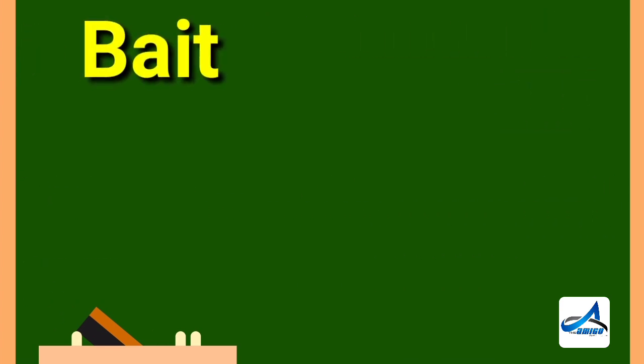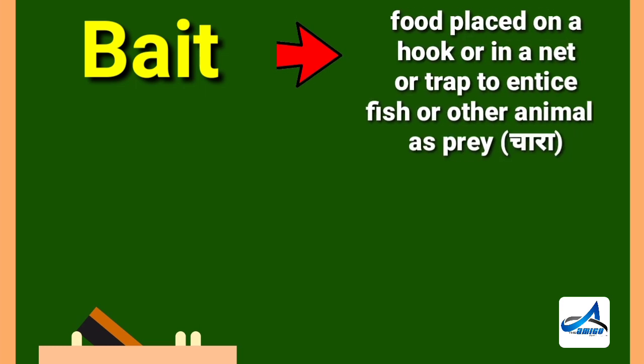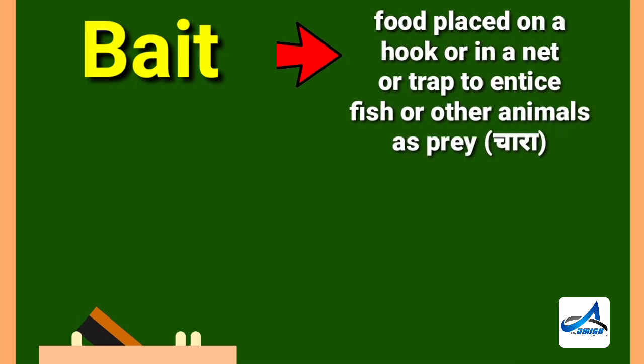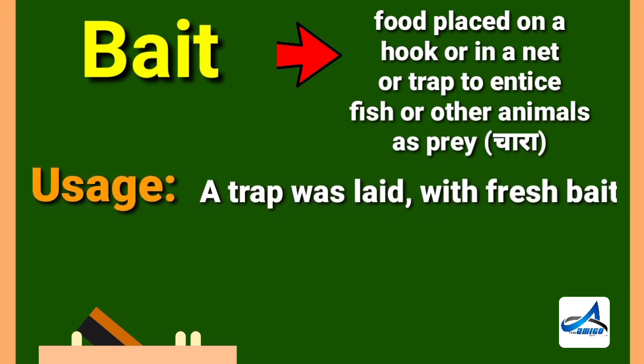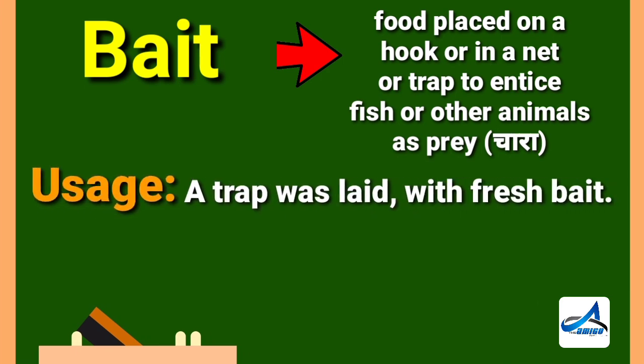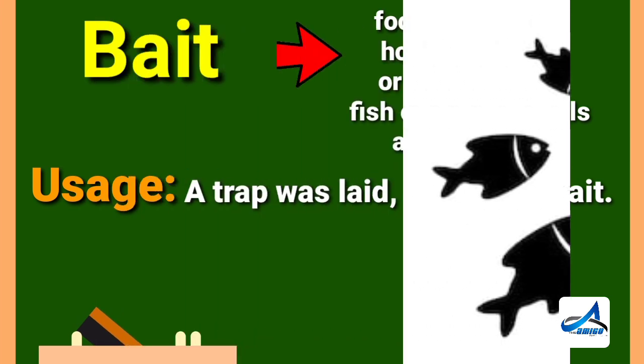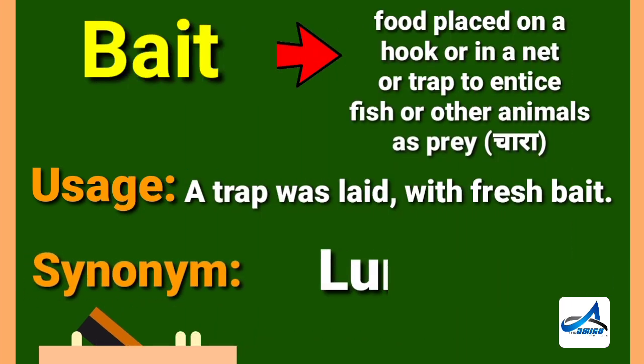Last but not least is bait. Friends, bait means food placed on a hook or in a net or trap to entice fish or any other animal. Its sentence is, a trap was laid with fresh bait. Its synonym is lure.